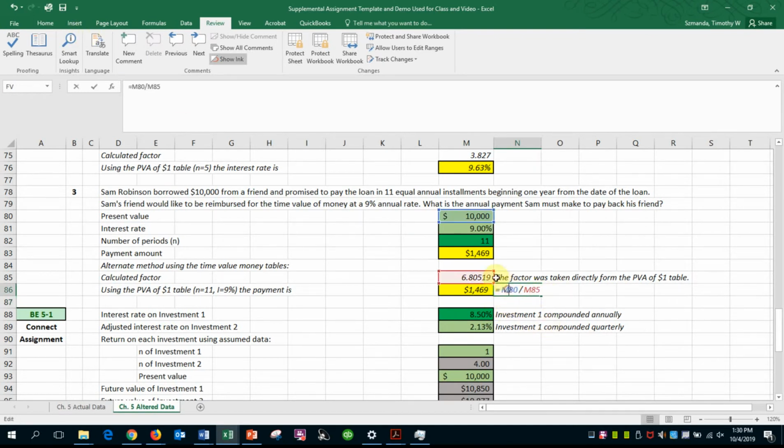Again, I took 10,000 divided by my factor, taken from the table at the intersection of 9% and 11 periods. And then once I got that factor, just taken right from the table, then I divided that factor into the 10,000. And that gave me the payment amount.